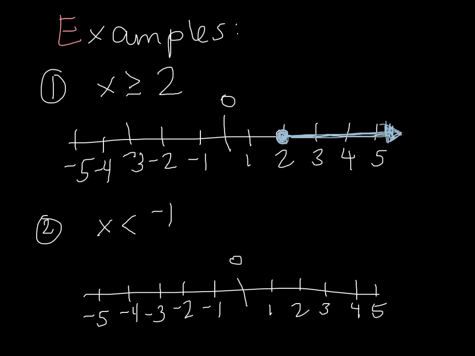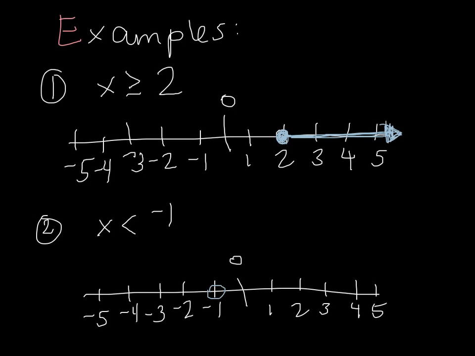Let's do blue. And I have to ask myself, is it equal to -1 or not? X is less than -1. I did not say less than or equal to, so my circle is going to be an open circle. I'm not going to color it in because my answer could not be -1, because -1 is not less than -1. That does not make the sentence true.